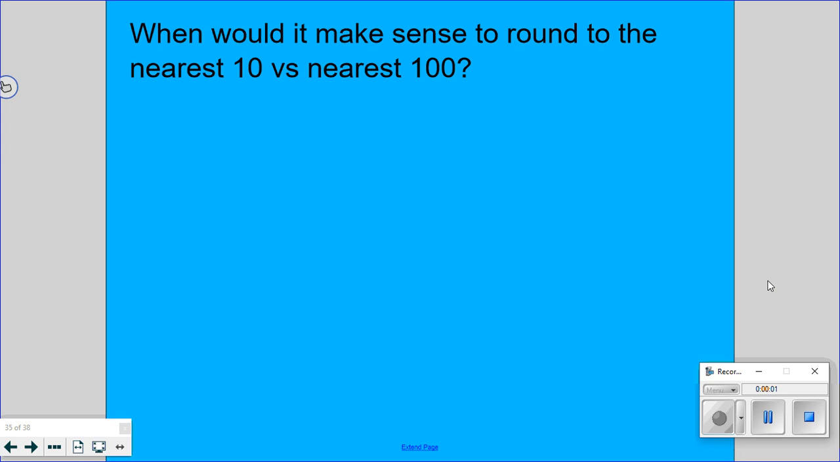Thinking, which is better? Is it better to round to the nearest 10? Or is it better to round to the nearest 100? And I told you that there was no real good answer. It kind of depends on what's happening. So what you're going to do is I am going to put you in partners.